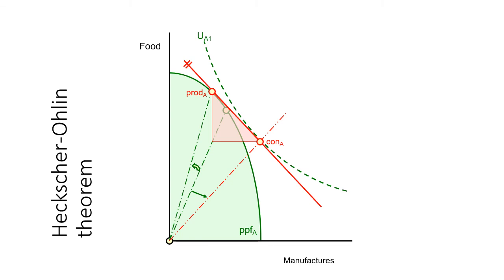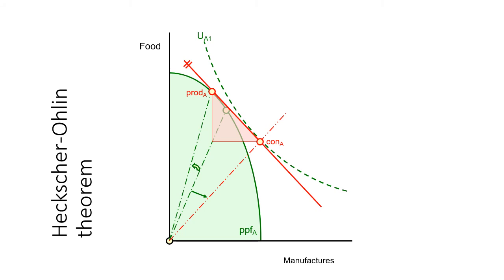That relates now to a lower consumption of food and a higher consumption of manufacturers than had been under autarky, while production A now relates to a higher amount of food being produced and a lower amount of manufacturers being produced than had been under autarky for country A. So now we are producing more food than we are actually consuming in our country. That means we're actually going to export some good.